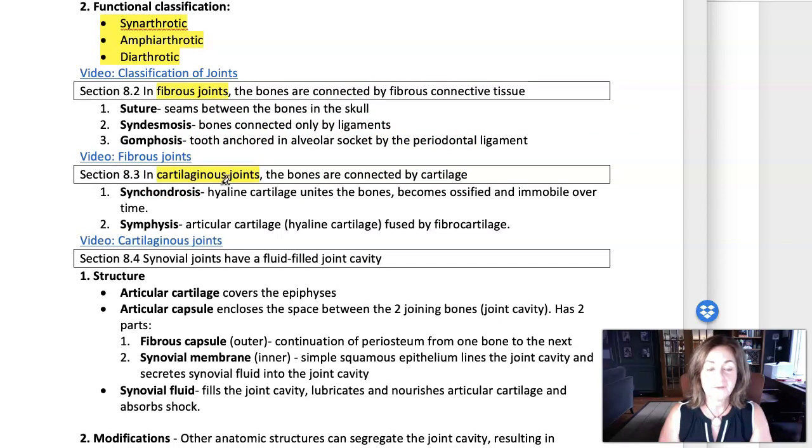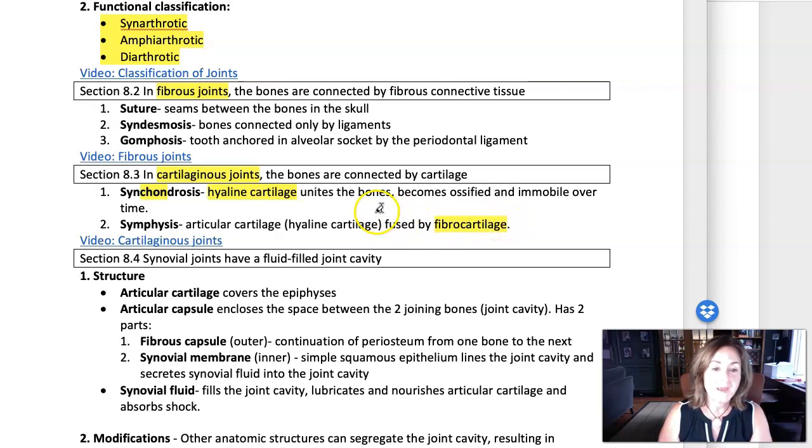Cartilaginous joints, there are 2 types: synchondrosis, which sounds a lot like syndesmosis, so be careful there. Synchondrosis, you can tell the cartilage, right? Synchondrosis, that's a cartilaginous joint. That's the one that's made out of hyaline cartilage, compared to a symphysis, which you might have heard of. That is a cartilaginous joint with fibrocartilage.